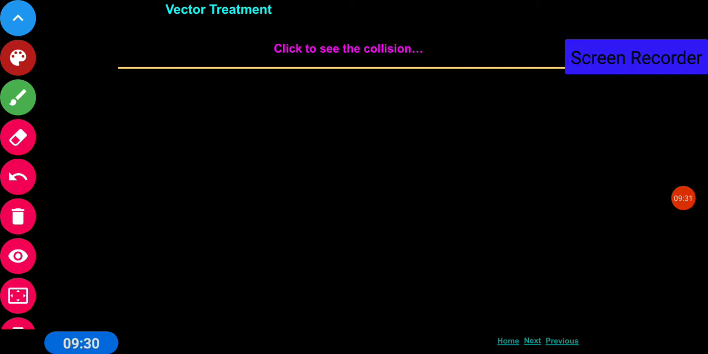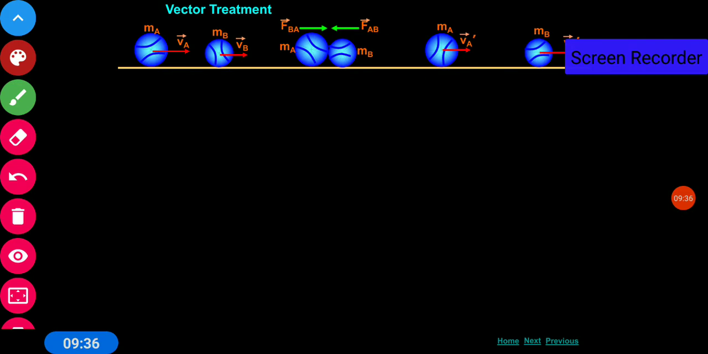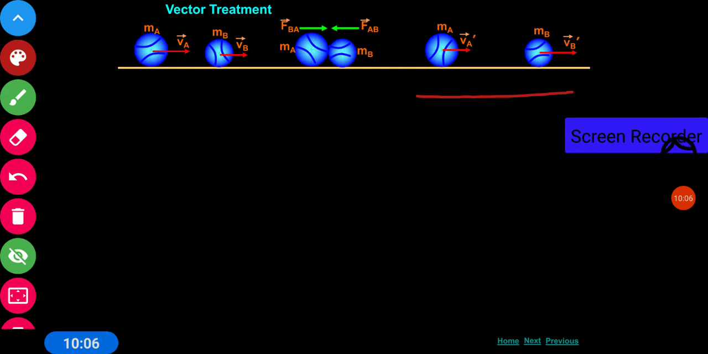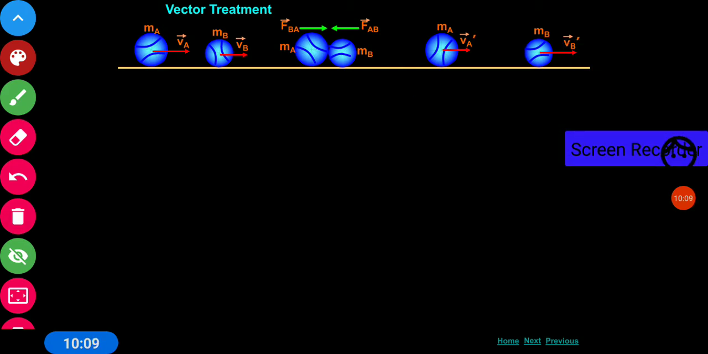Now in vector treatment, let us consider two balls. The first ball has mass ma moving with velocity va. The second ball has mass mb moving with velocity vb. They interact for a short time t. The force exerted by the first ball on the second ball is FBA, and by the second ball on the first ball is FAB, due to which the first ball starts moving with velocity va dash and the second ball with velocity vb dash.